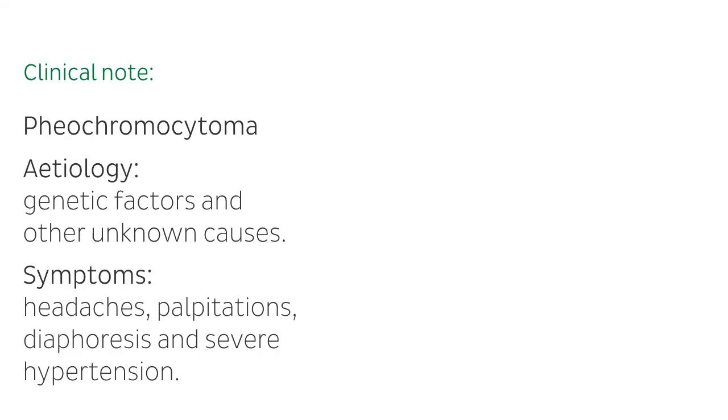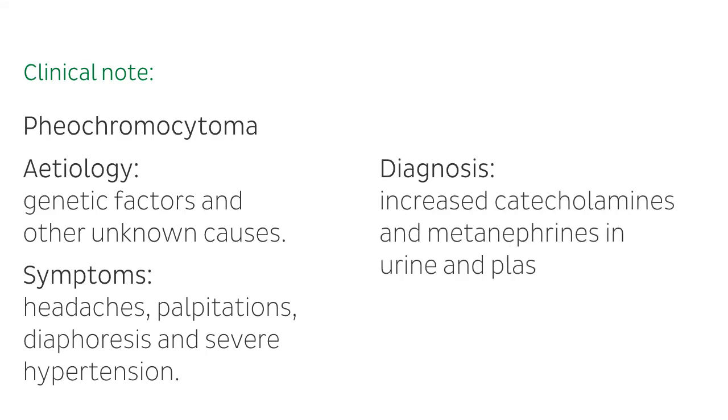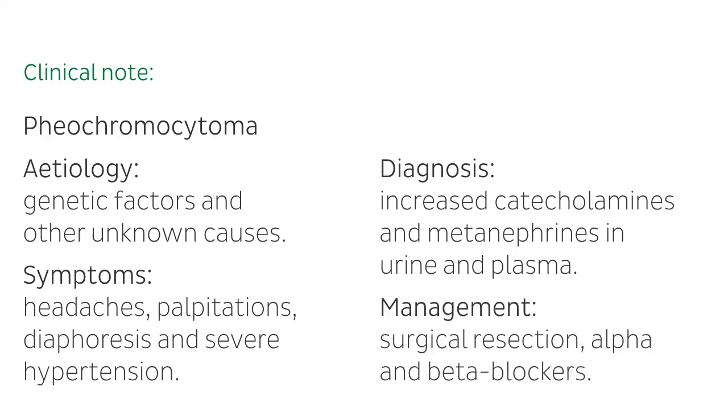There are specific biochemical tests for measuring the plasma and urine levels of catecholamines and metanephrines, and this can help diagnose the disease. Surgical resection of the tumour is the treatment of choice and usually cures the hypertension. Careful preoperative treatment with alpha and beta blockers is required to control blood pressure and prevent intraoperative hypertensive crises.